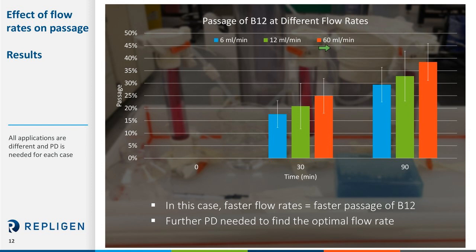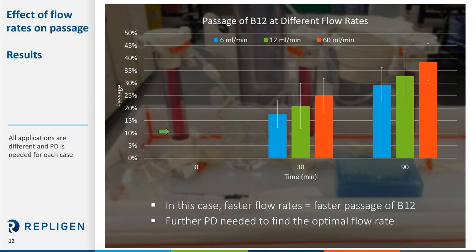You can see here in orange, this is our 60 mL per minute, and it led to the fastest passage rate. In our case here, we're using DI water, so using 10x isn't too much of a big deal. Further PD would be needed to find the optimal flow rate. Optimal isn't always the fastest, especially if you're dealing with a buffer that is onerous to make or something that's just costly. So you may want to find your optimal low flow rate to try to conserve buffer.